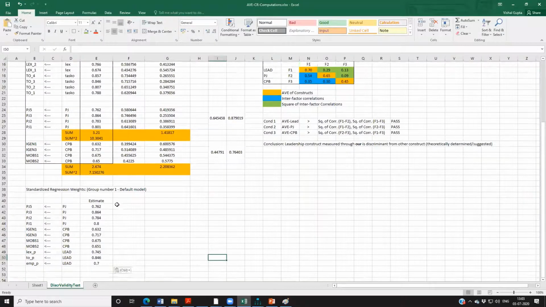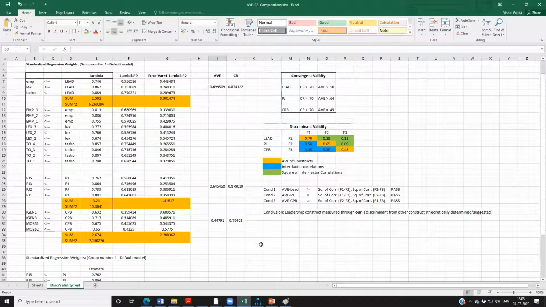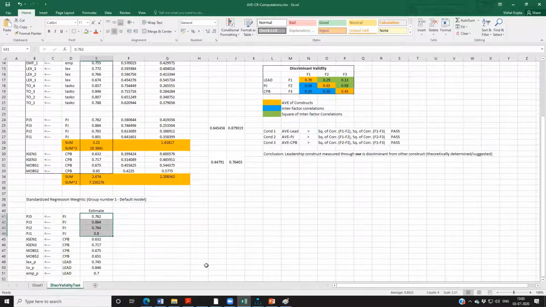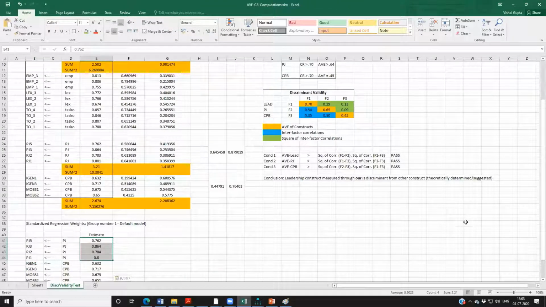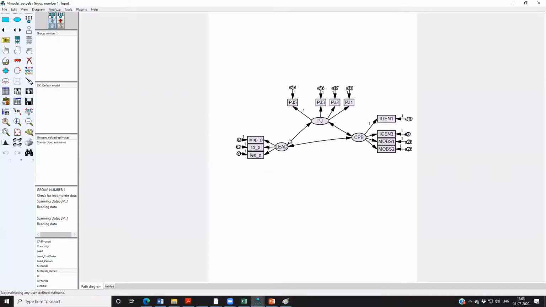Now you can do all of this and we will get the same results. Our AVE is going to be good for leadership. For CPP it is going to be less than 0.4, less than 0.5. For PJ we are going to get good AVE. Our CR will be good and discriminant validity will also pass. What have we done in the process? We have reduced the complexity of the model.